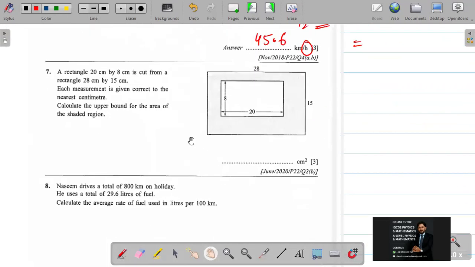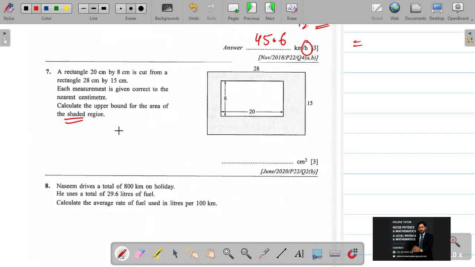Okay. For question number 7, he is saying a rectangle 20 centimeters by 8 centimeters is cut from a rectangle 28 centimeters by 15 centimeters. Each measurement is given correct to the nearest centimeter. Calculate the upper bound of the area of the shaded region.